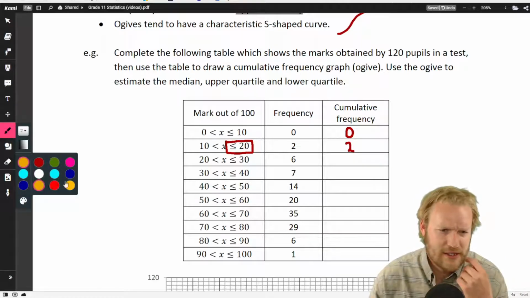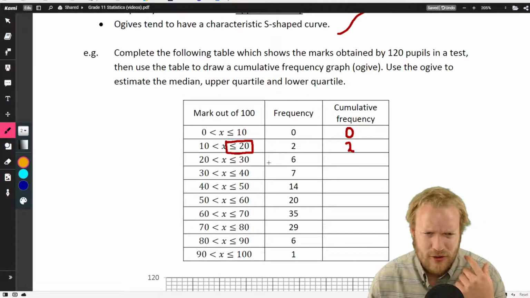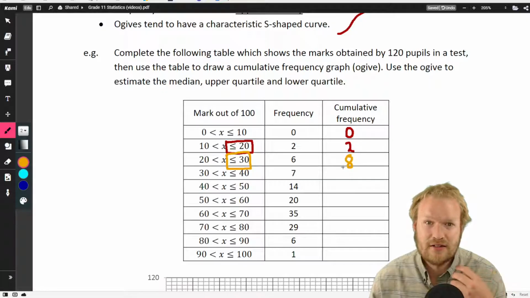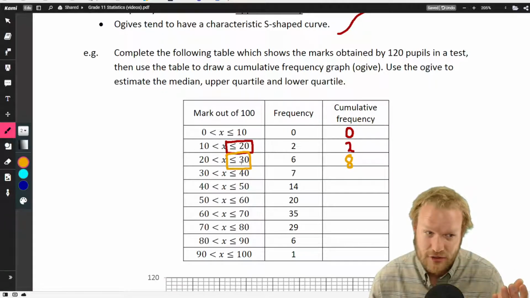Okay, so now let's see in this block, how many people have got less than or equal to 30? We've got another 6 that got between 20 and 30. So altogether we've had 8 pupils that got less than or equal to 30.